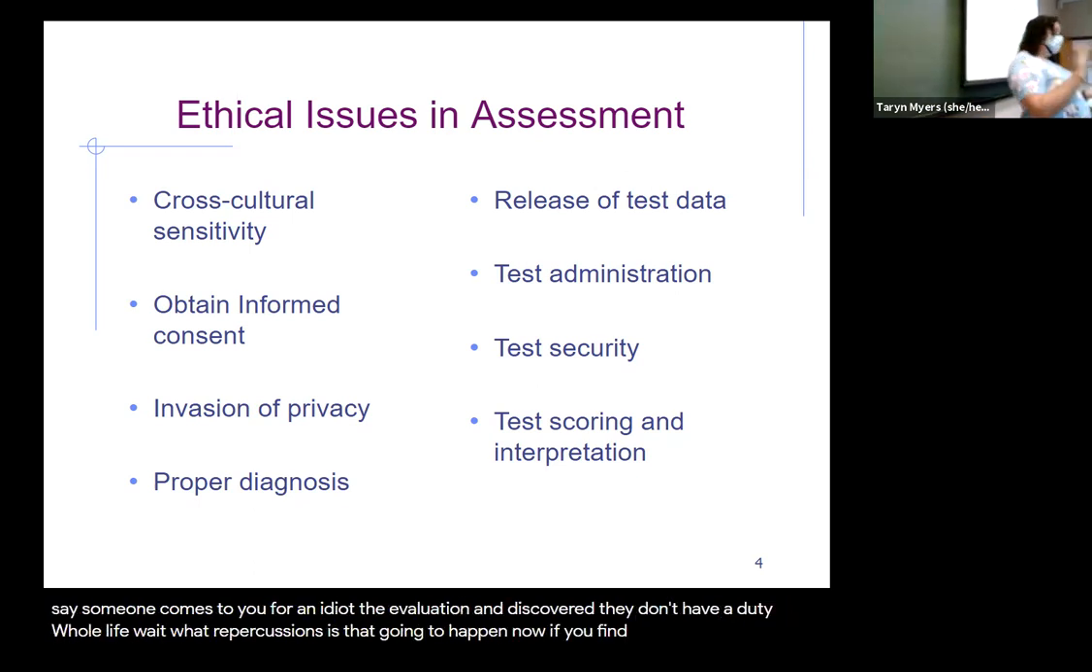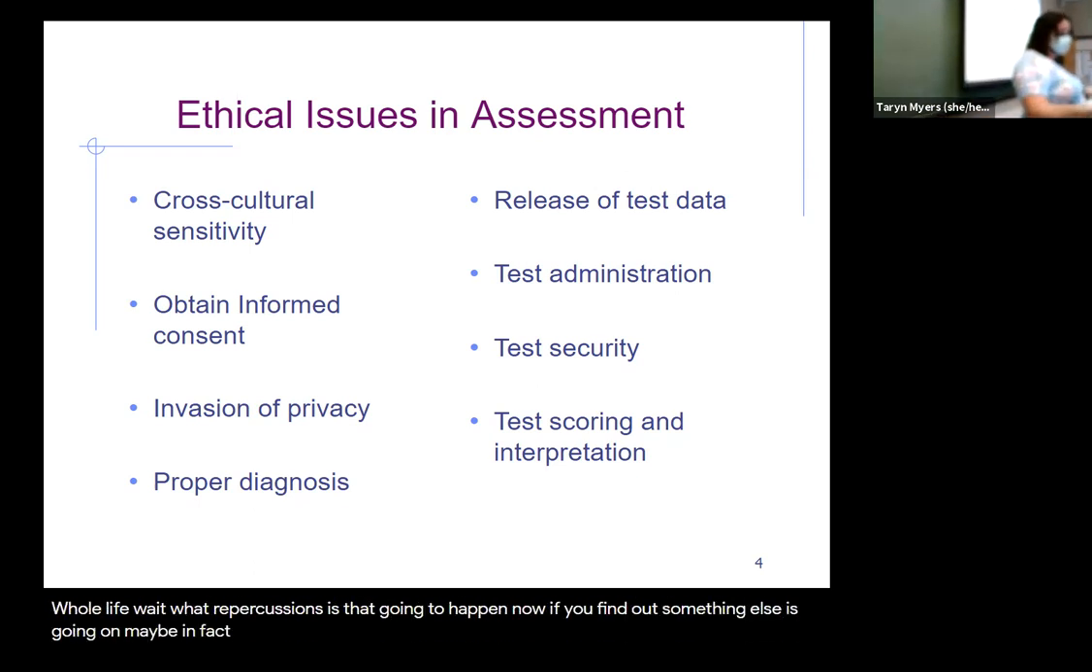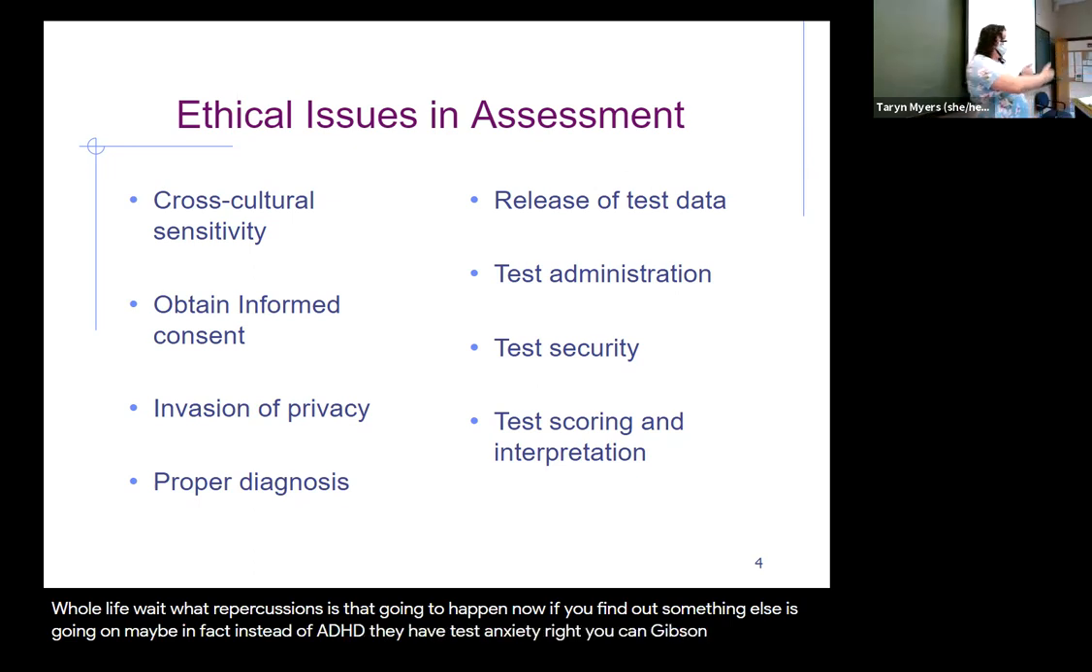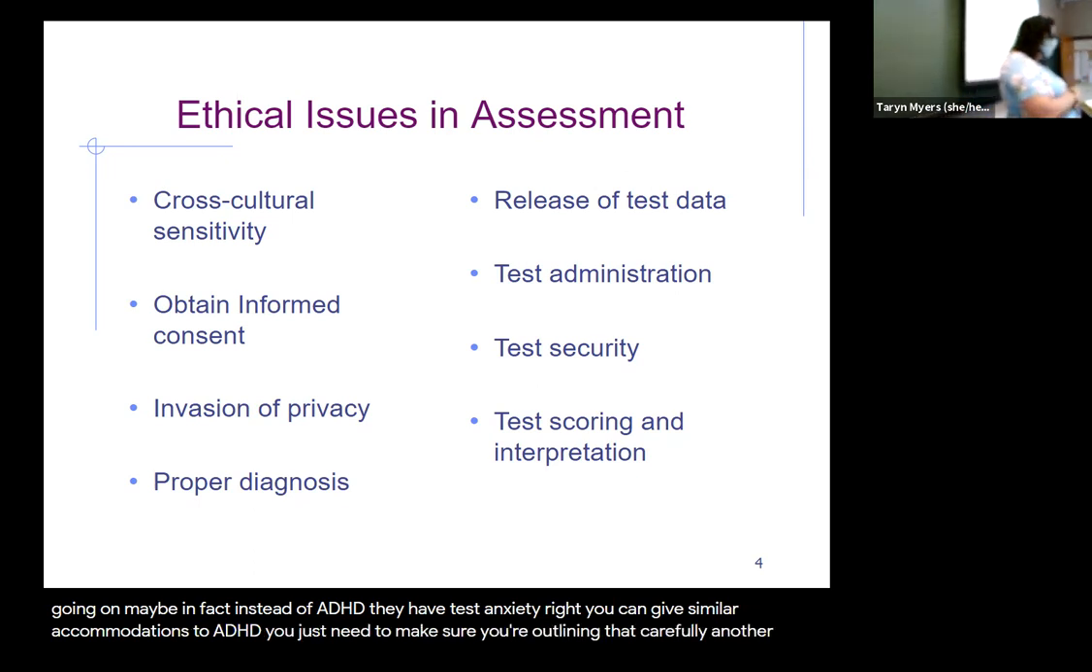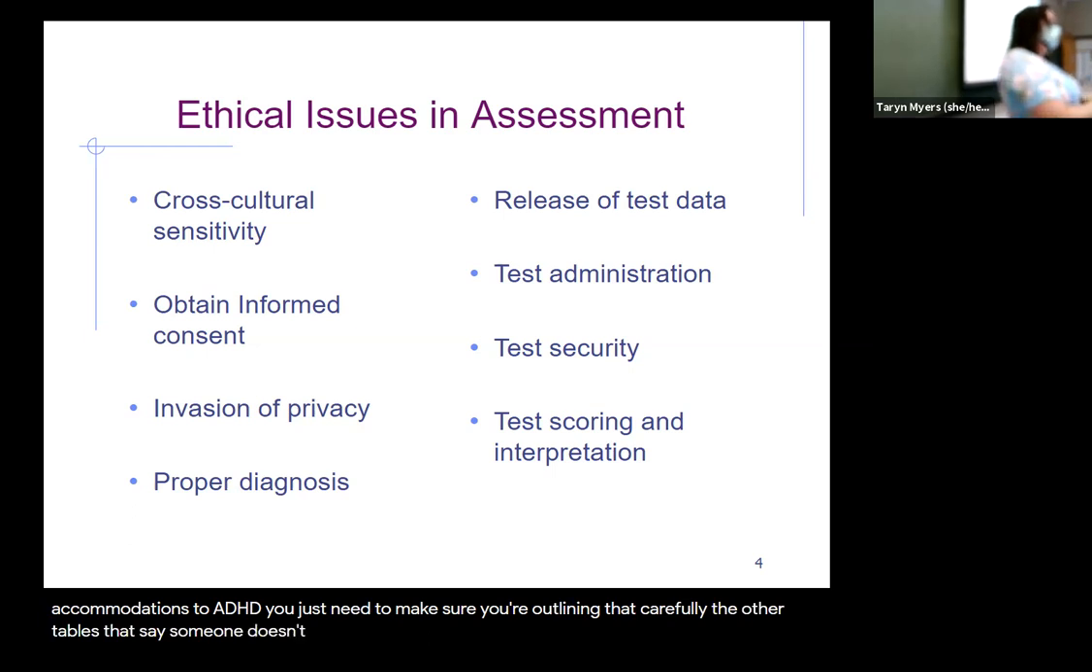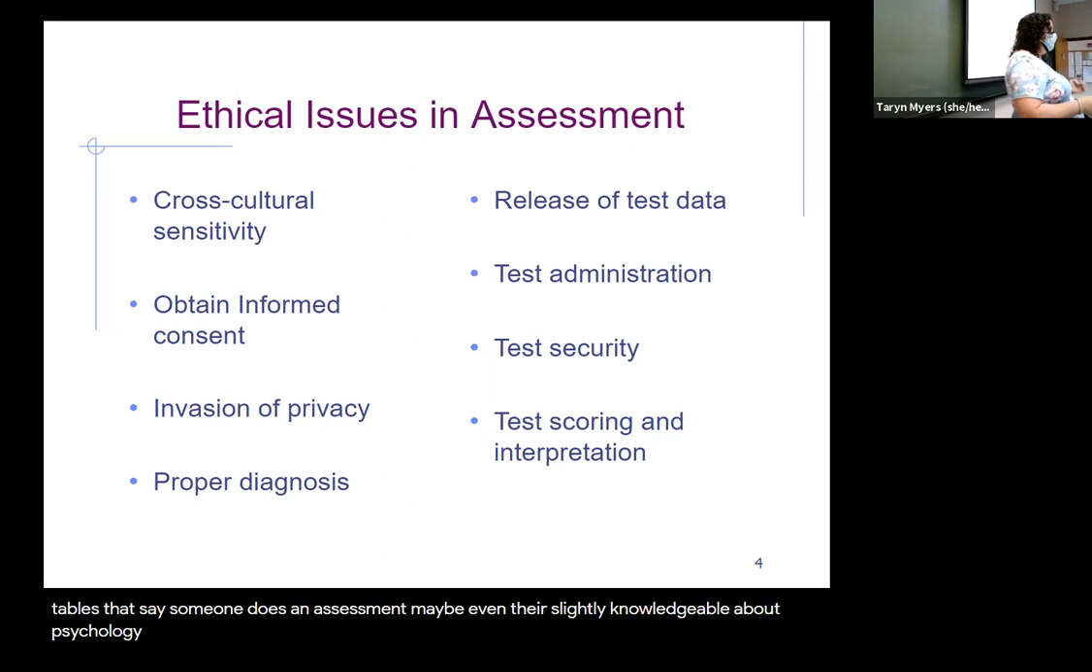Now, if you find out something else is going on, maybe in fact, instead of ADHD, they have test anxiety, right? You can give similar accommodations to ADHD. You just need to make sure you're outlining that carefully. Another example is, let's say someone does an assessment, maybe even they're slightly knowledgeable about psychology, and then you give them a diagnosis that has a lot of stigma attached to it.